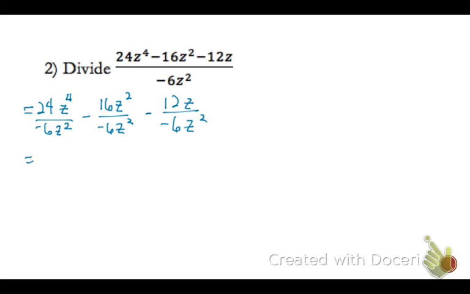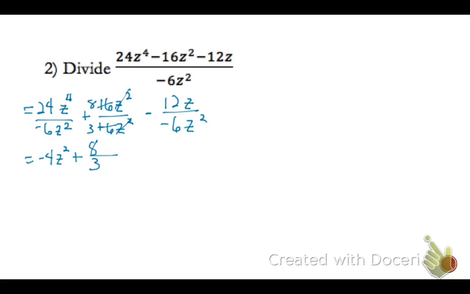So now I'll just start by dividing. 24 divided by negative 6 is negative 4. We're dividing our variables, so subtract your exponents. 4 minus 2 is 2. Now we have a negative divided by a negative, which will become a positive. And we'll just reduce that fraction, divide top and bottom by 2, and you'll be left with 8/3.